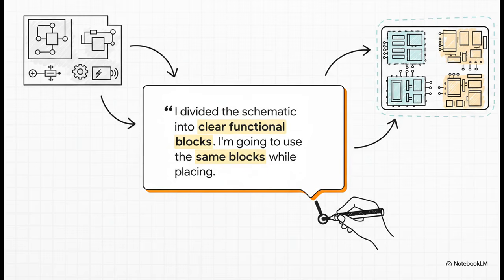You didn't just randomly throw parts on your schematic, did you? No, you grouped them into functional blocks. And a good layout does the exact same thing. If the power supply parts are grouped in the schematic, they should be neighbors on the board. You gotta keep the families together.